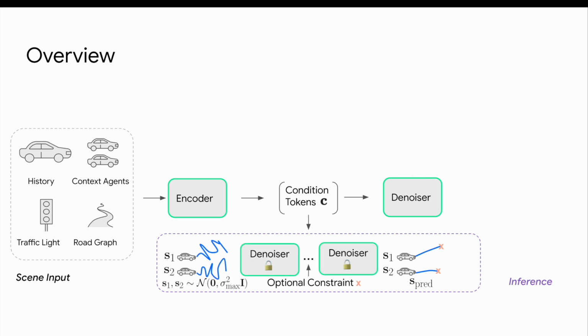During inference, we sample a set of random normal vectors to initialize the output trajectories. While the scene inputs are encoded only once, the denoiser repeatedly attends to the condition tokens and the noisy trajectories to iteratively denoise the predictions. This sampling process can be further biased by an optional constraint gradient to obtain a distribution of predictions that satisfy a certain set of constraints.